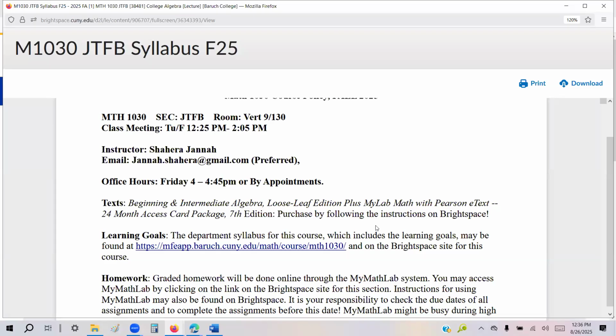Our office hours is Friday after class. Sorry, after class I have another class. Never mind. Friday from 4 to 4:45. Because after class I have another class, so I don't have time after class or before class. Before class I'm teaching another class. After class I'm teaching another class. So you guys are in the middle.